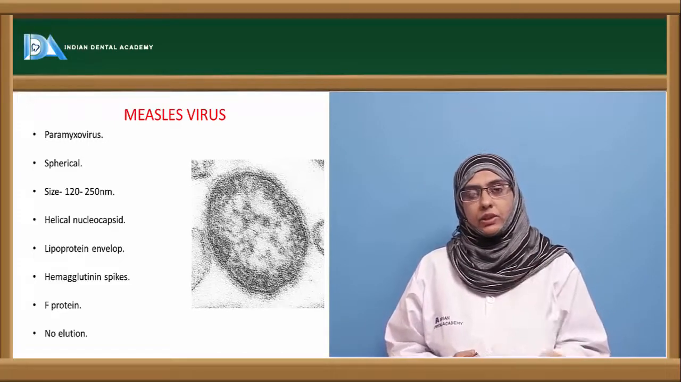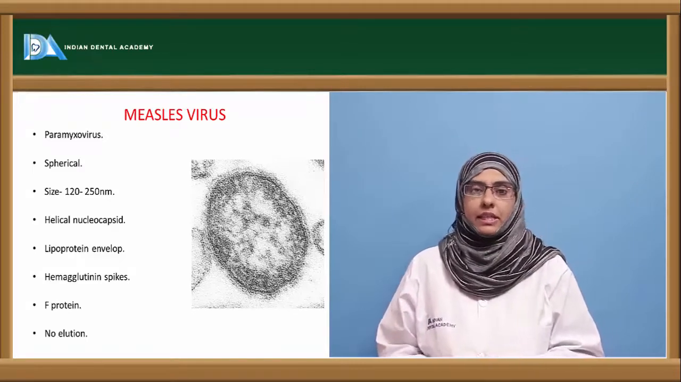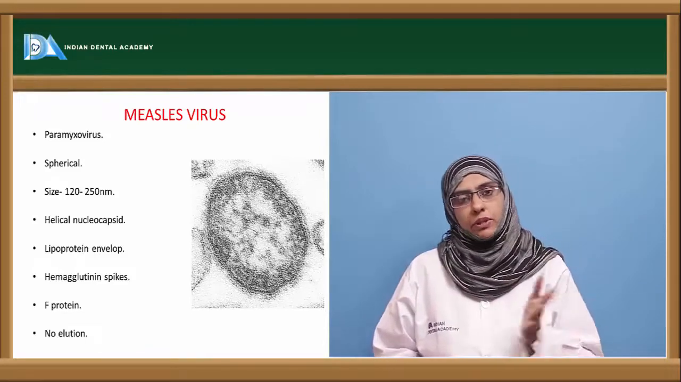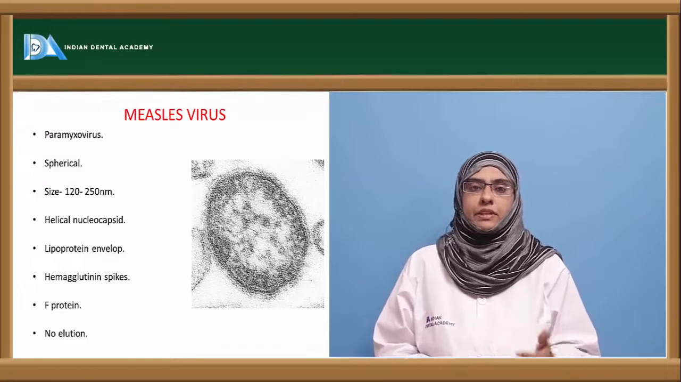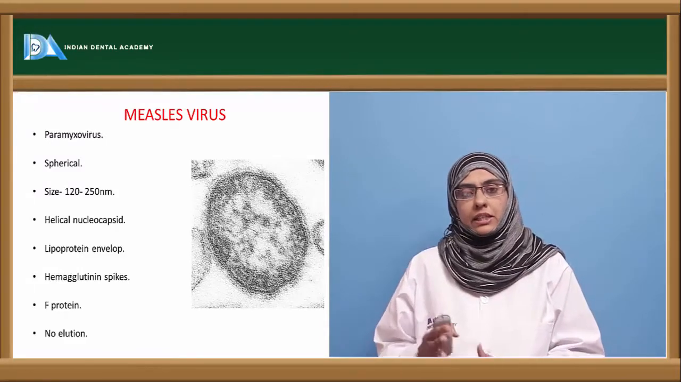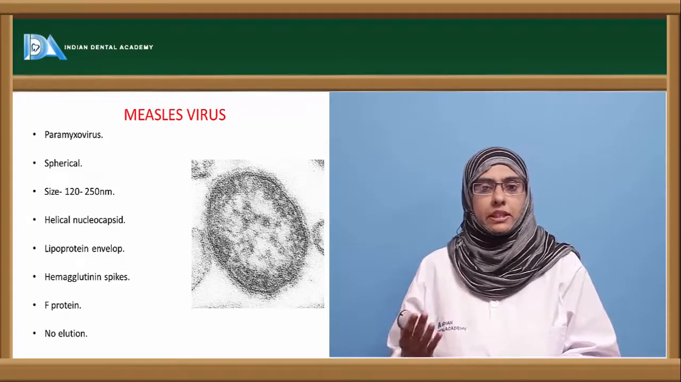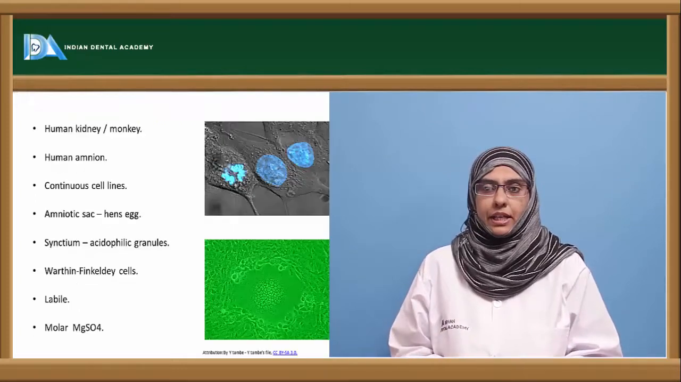There can be no elution made with this virus because it does not show neuraminidase activity. Whereas in other viruses, both hemagglutinin and neuraminidase activity is seen, and with the help of neuraminidase activity we can elute the virus. But in the case of the measles virus, it expresses only the hemagglutinin spikes, whereas the neuraminidase spikes are absent, and hence no elution can be made.